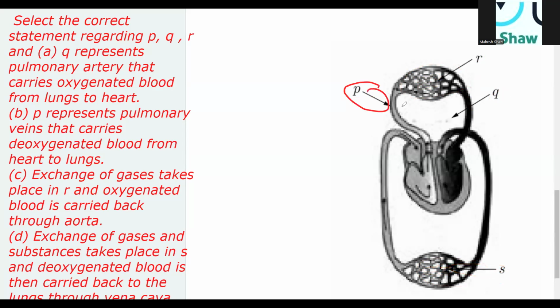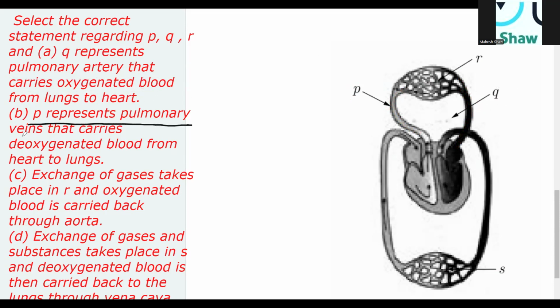And P is what? The pulmonary artery. This is the vessel which carries the deoxygenated blood from the heart to the lungs. And Q is the pulmonary veins, through which the oxygenated blood enters into our left atrium. Now, when I read these options, it says Q represents pulmonary arteries, but that's wrong. That's a pulmonary vein. So we'll not read it further.